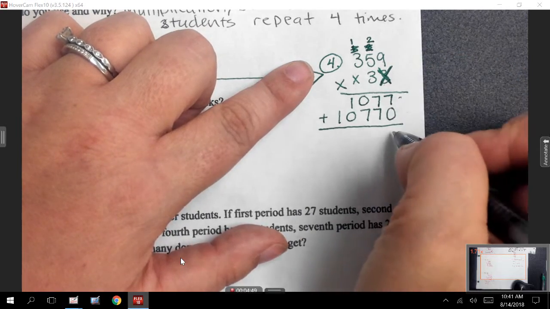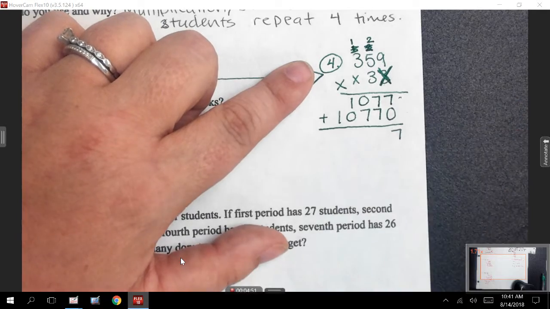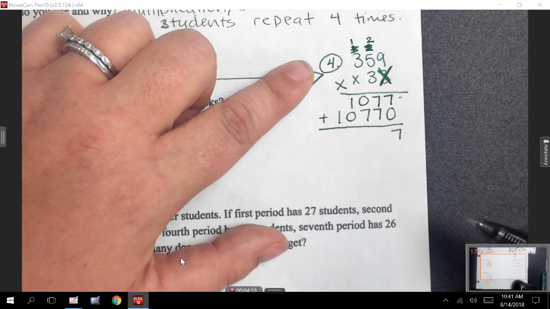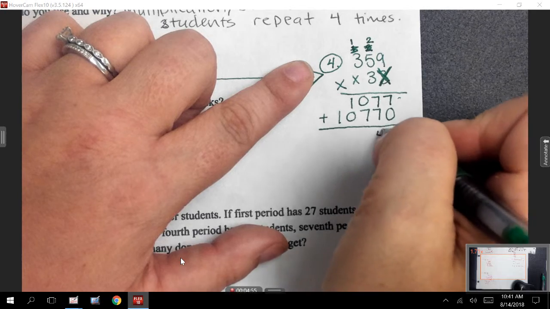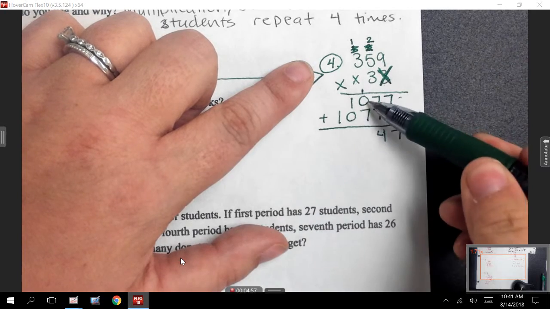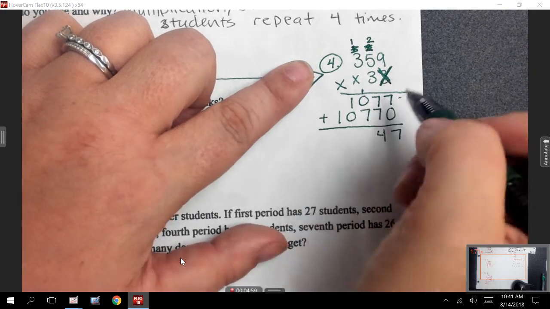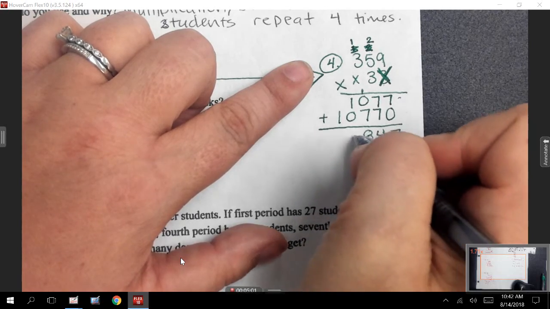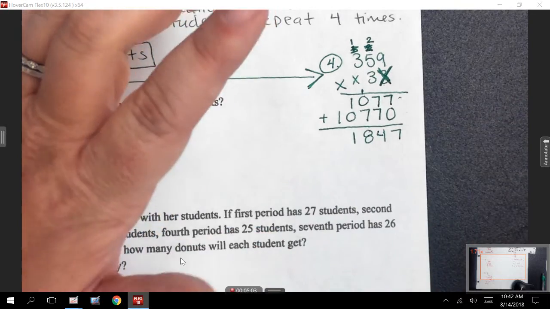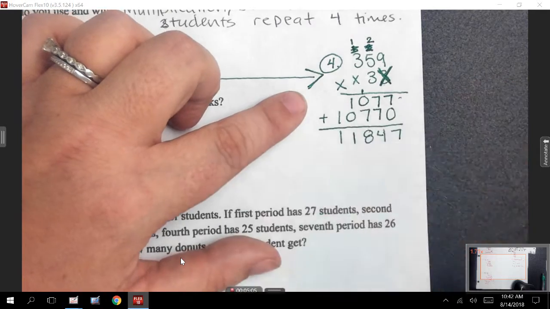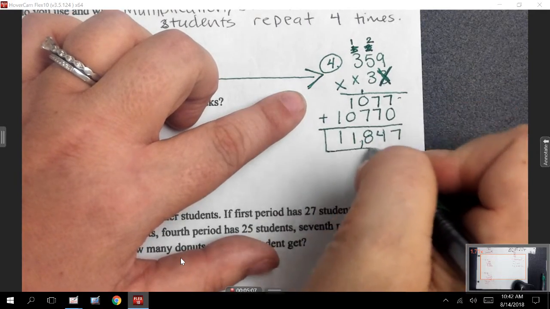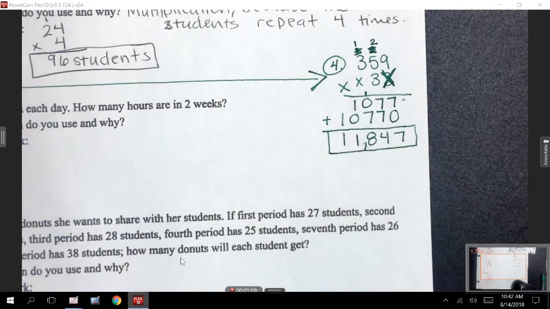7 and 0. 7. Very good. I like the unison there. Let's try again. 7 and 7. 14. Good. Carry the 1. So I have 1, 0, and 7. 8. Okay. 1 and 0? 1. 1 and nothing? 1. All right. So we got 11,847. All right.